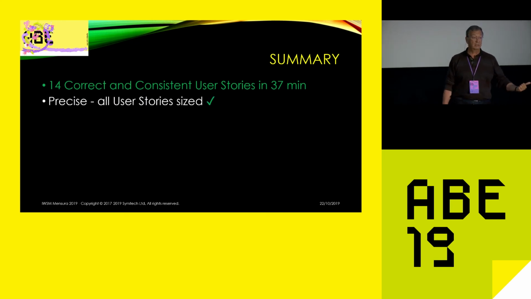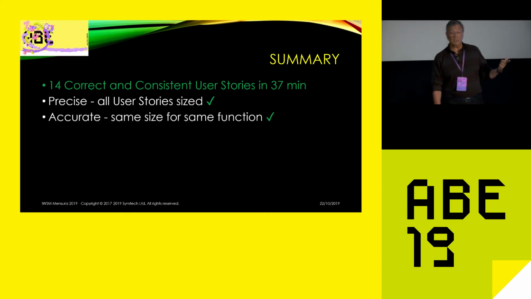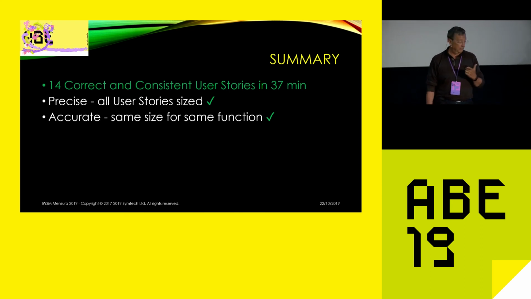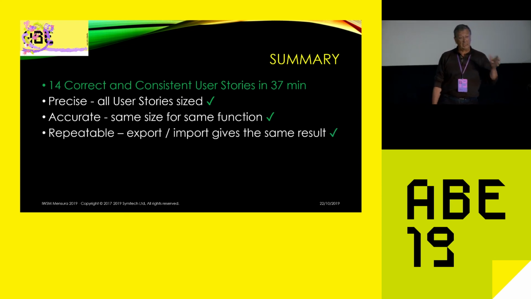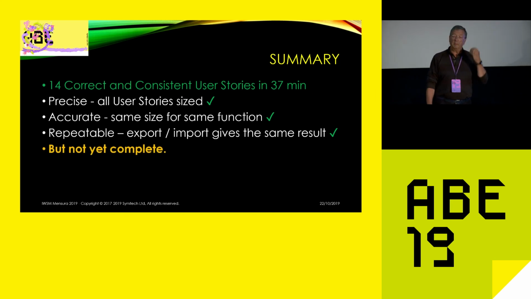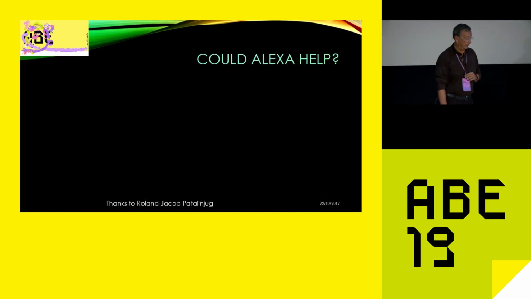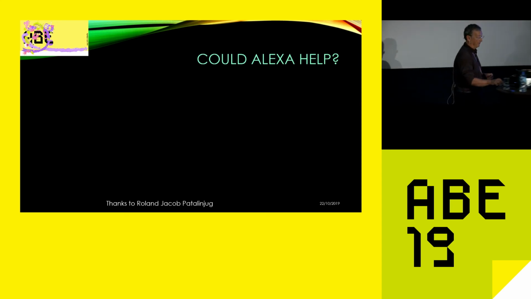They're precise. All user stories were sized. It's accurate because it's the same size for the same function. It's repeatable. You can export the stuff out as a CSV, import it back in, and guess what? You get exactly the same answer. So I've got precise, accurate, and repeatable, but it's not yet complete. About 3.5 hours, therefore, to estimate all 70. Oh, that's a lot of work. Could Alexa help? Here comes the live demo.